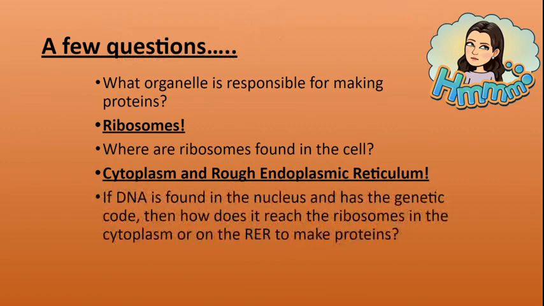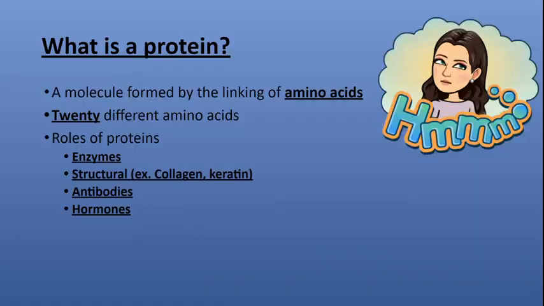If DNA is found in the nucleus and has the genetic code, then how does it reach the ribosomes in the cytoplasm or on the rough endoplasmic reticulum to make proteins? RNA. Very nice. Now, what is a protein?